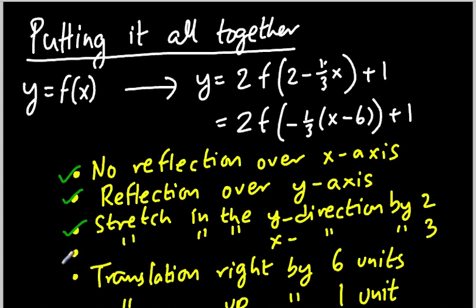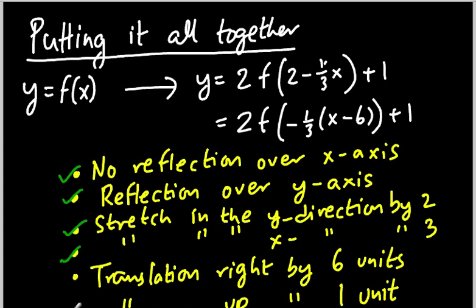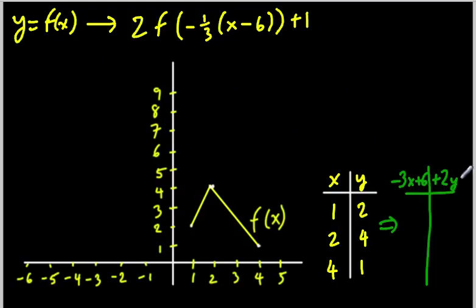Then it says translation right by 6 units. So that's going to affect the x's. So it's going to be a plus 6. And finally, oops, let me scroll down a little bit. There's going to be a translation up by 1 unit. So what that means is this is going to be plus 1.